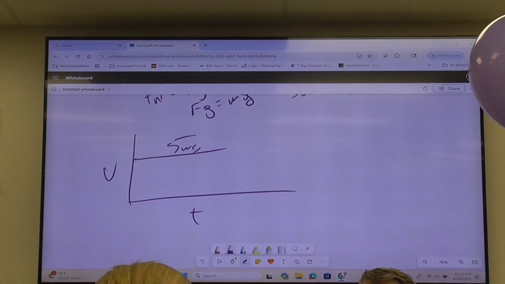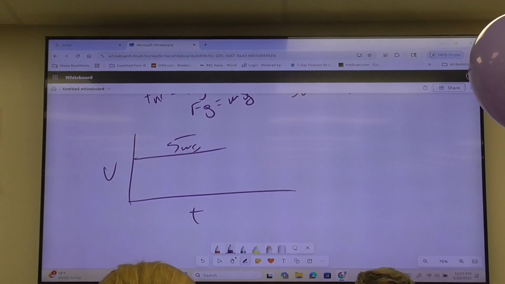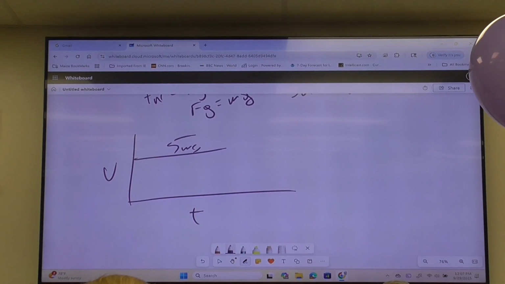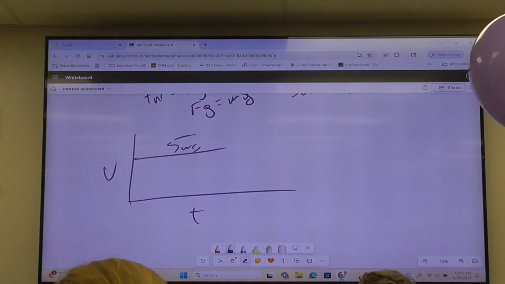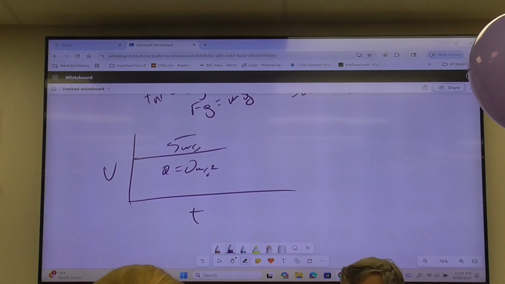Do not make this difficult. It's a trick question. 0? Beautiful. Why? Because it's at a constant velocity. Yeah. So your acceleration is going to equal 0 meters per second squared.